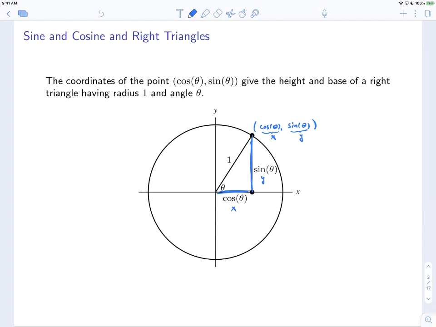That's y. So here we have a right triangle where the base has length x, which is cosine theta, and the height of this triangle is y, which is sine of theta. And this is a right triangle where the hypotenuse is length 1 because that's the radius of the circle. And this angle is the central angle, which has measure theta. So we can see that given a theta, we can construct a right triangle so that the sides of that right triangle are cosine theta and sine theta.